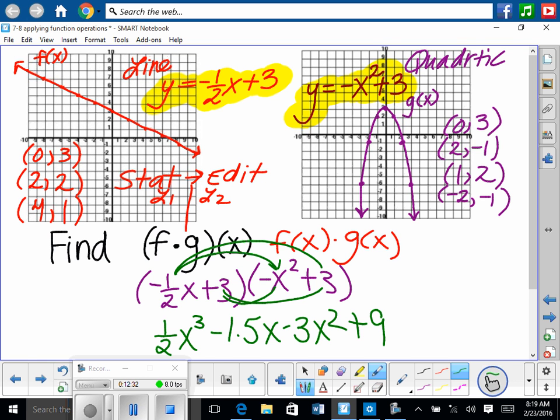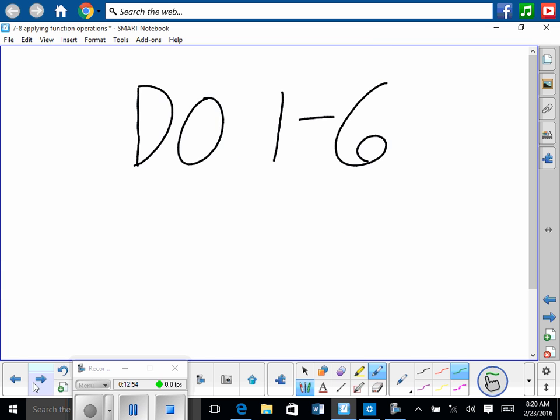So then we'll combine like terms. We don't have any like terms in this one, do we? So let's just put it in standard form. 1/2 x cubed, and then minus 3x squared minus 1.5x plus 9. There's our f times g of x. Questions on that? Are we all good? Do I need to do another one? Probably not, because I think we know function operations. So I'm not going to do any more. So ready, set, go.